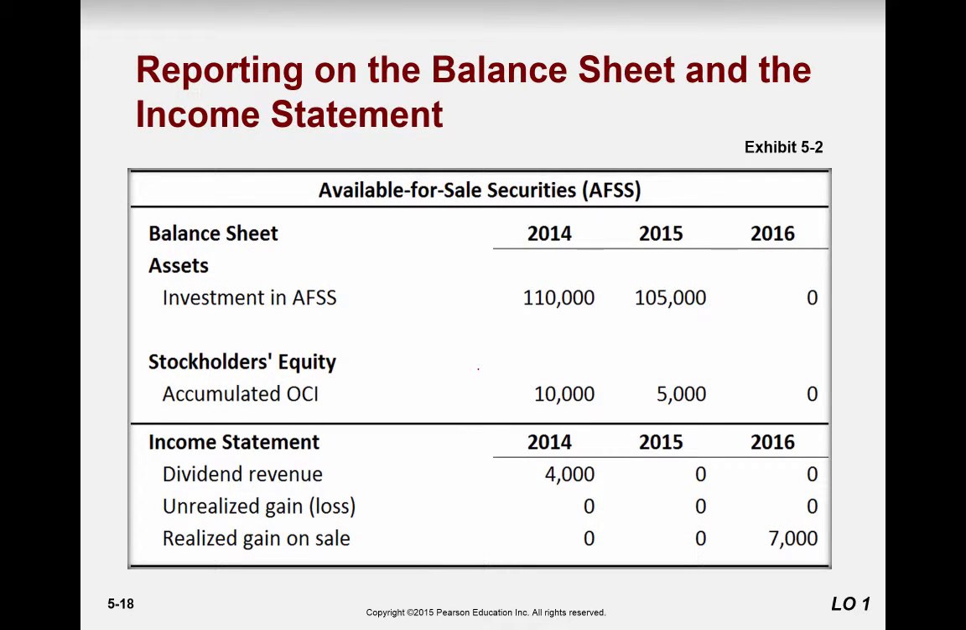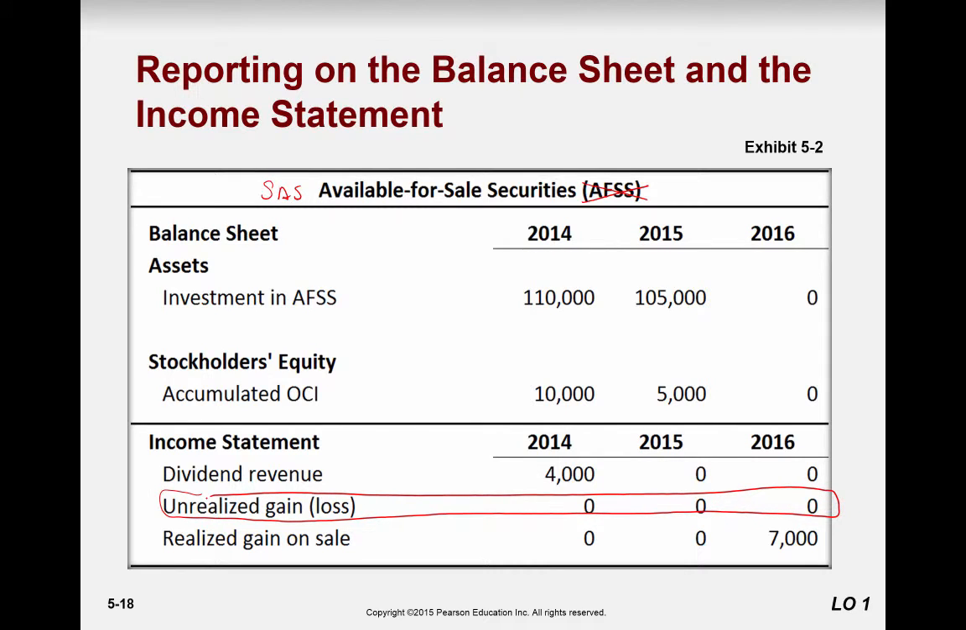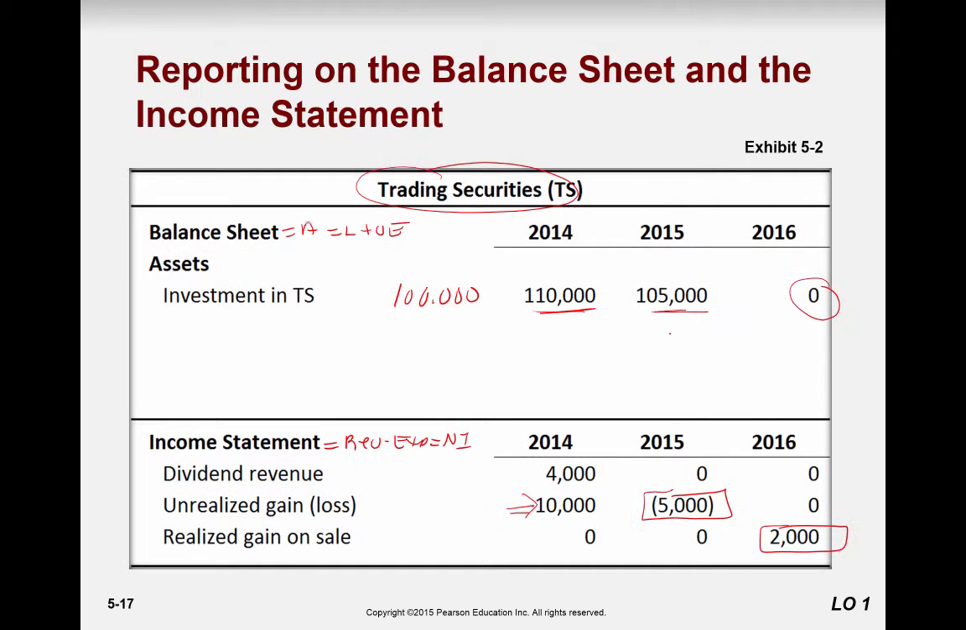So now for securities available for sale, I don't use these acronyms. We've been using AFS for so many years, so it's securities available for sale. We have the 110 and the 105 and the 0. But now the difference is we don't show unrealized gain or loss, right? Because we don't show that. We actually show the 10,000 and the 5,000 exactly like we did if we go back right here.